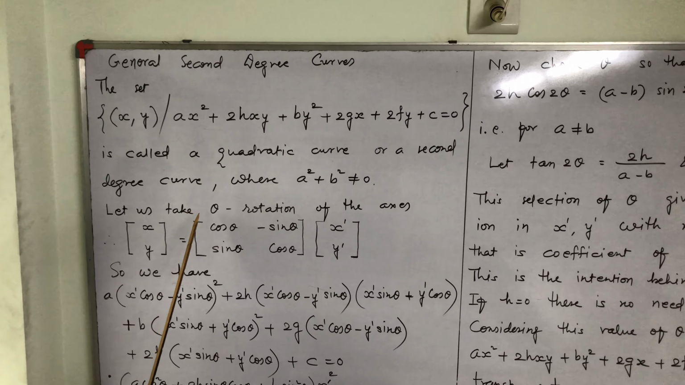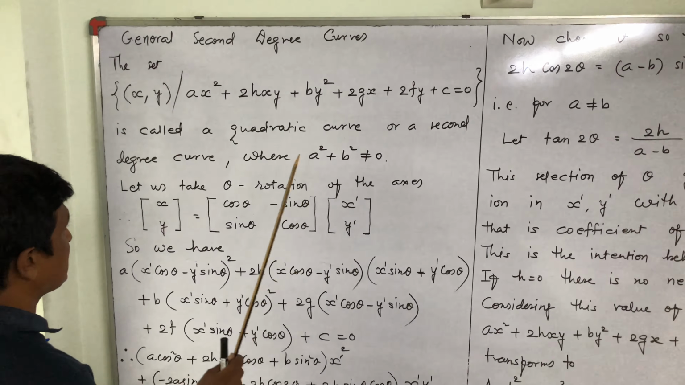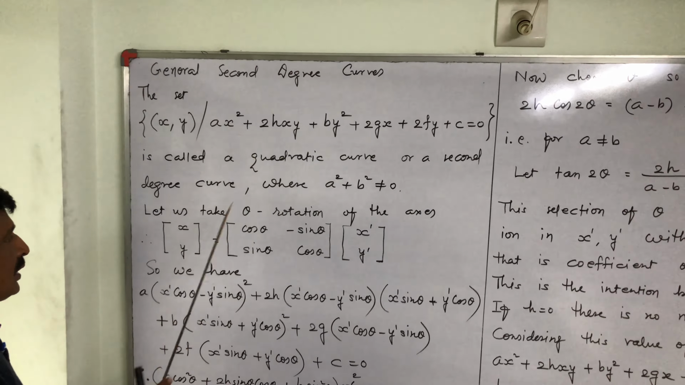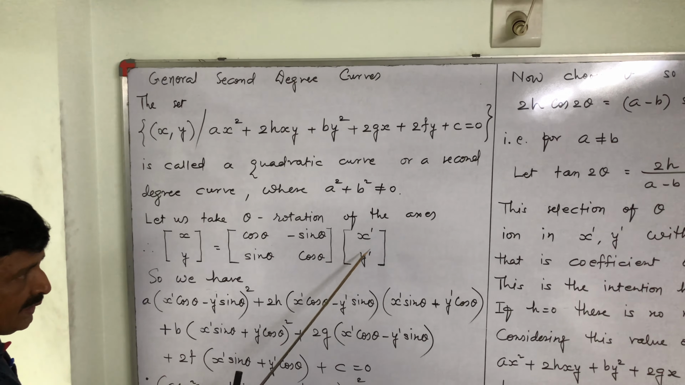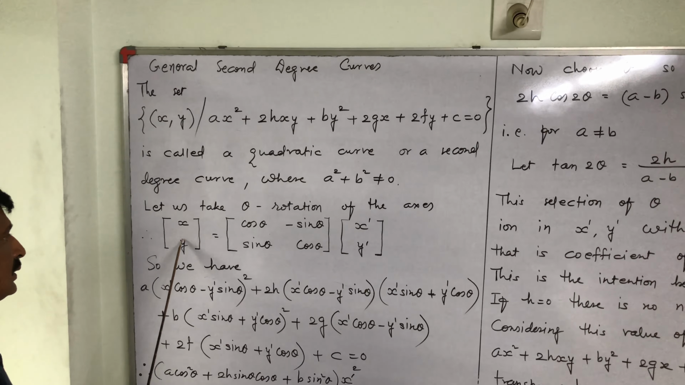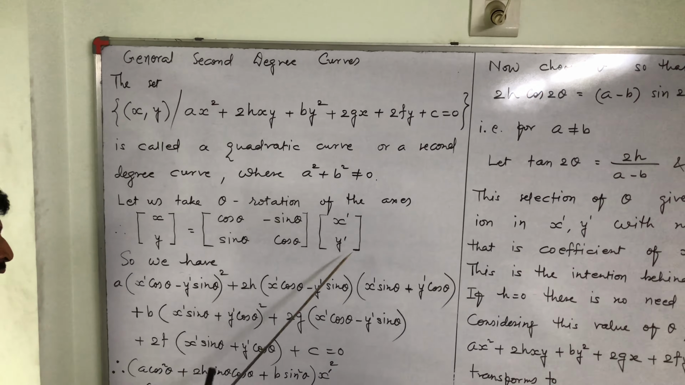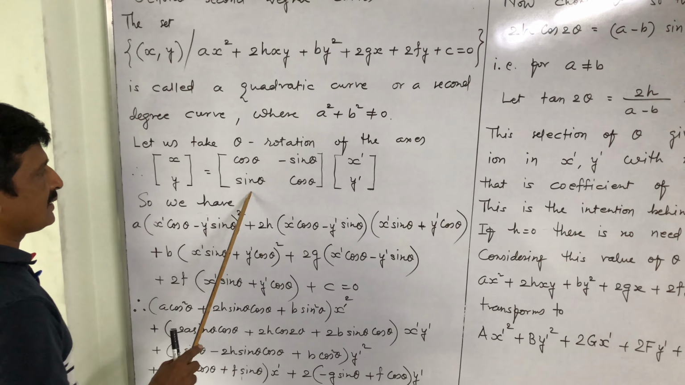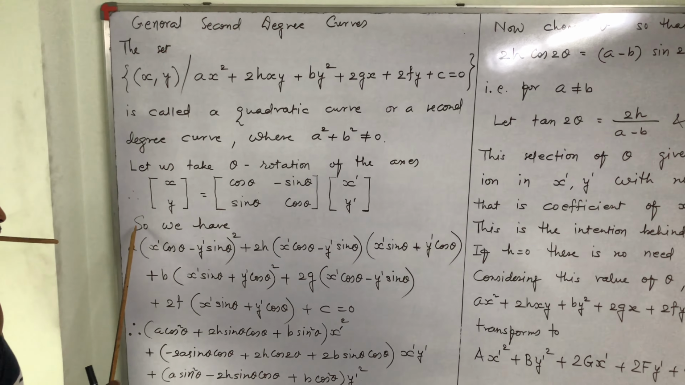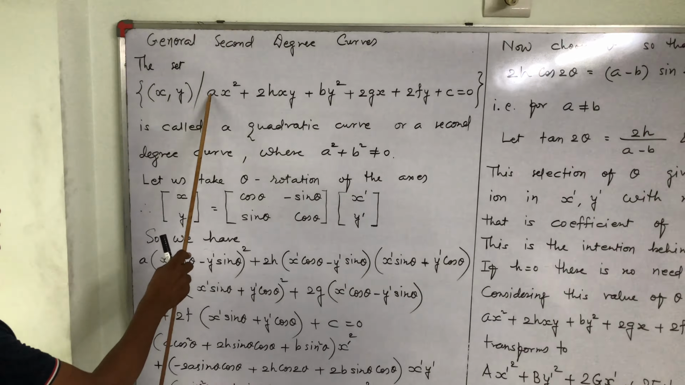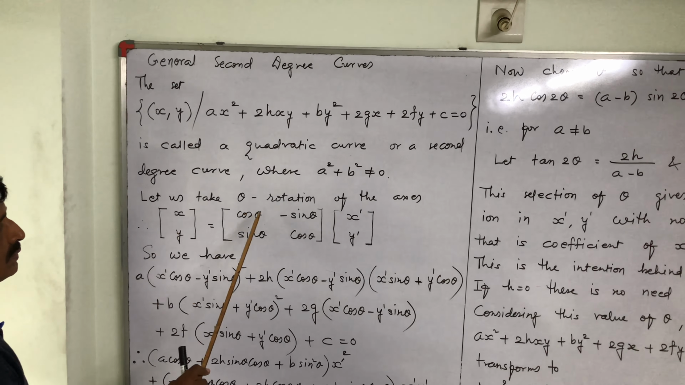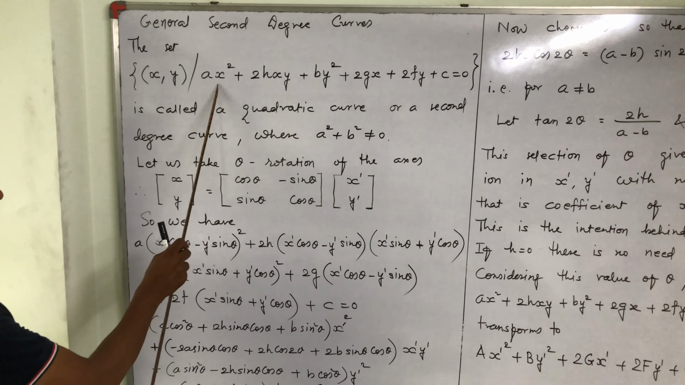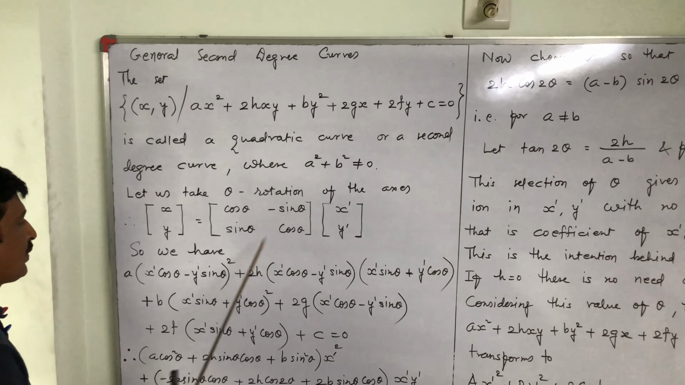Let's take a theta rotation of the axes, because we want to remove this term. So after theta rotation, we want to represent the new coordinates x', y' in terms of the old coordinates. The rotation matrix is [cos theta, -sin theta; sin theta, cos theta] times [x', y']. So in ax², x is replaced by x' cos theta - y' sin theta.